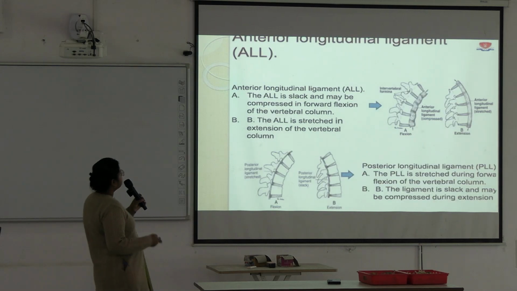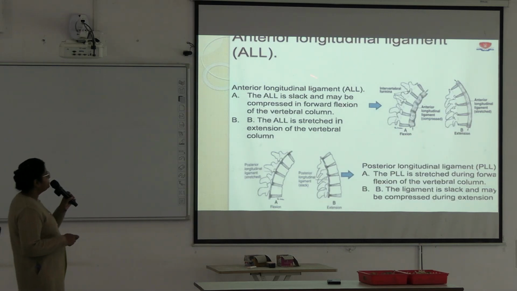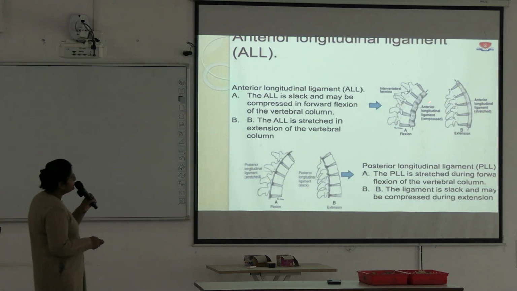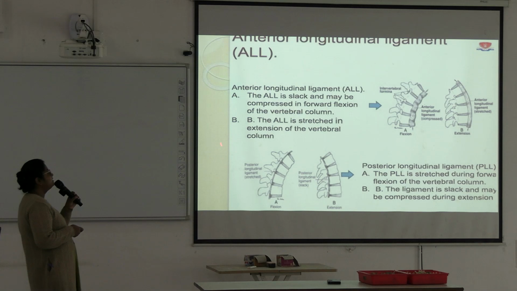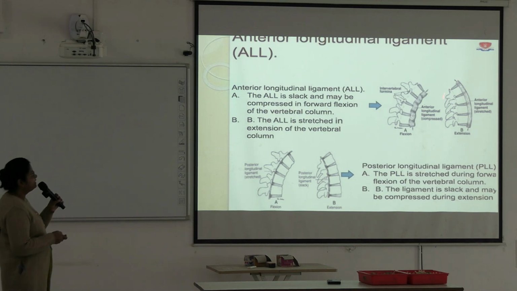Next, anterior longitudinal ligament. See here, this is the anterior longitudinal ligament. It is slack and may be compressed in forward flexion of the vertebral column. See here, in forward flexion, this ligament is bent, and the anterior longitudinal ligament is stretched in extension of the vertebral column. Here in extension, it is stretched.